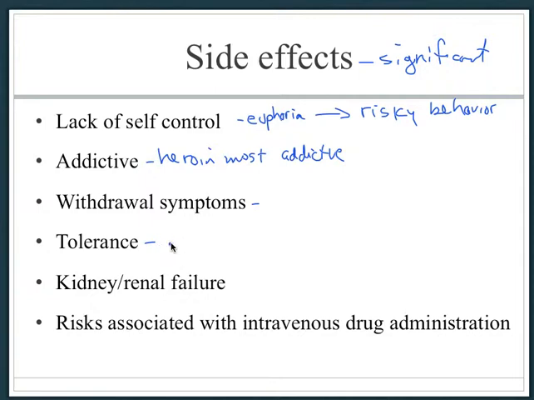There is a big tolerance effect with these strong analgesics. If somebody takes these on a regular basis, they build up tolerance, which can quite frequently lead to a drug overdose when you reach toxic levels. They can result in kidney or renal failure, and of course all of the risks associated with intravenous drug administration, things like HIV and AIDS and hepatitis.